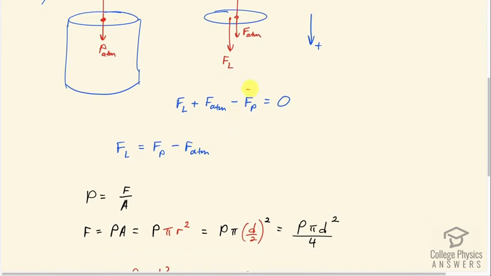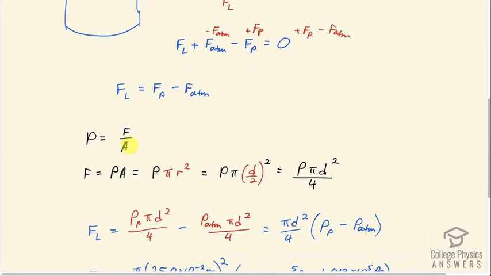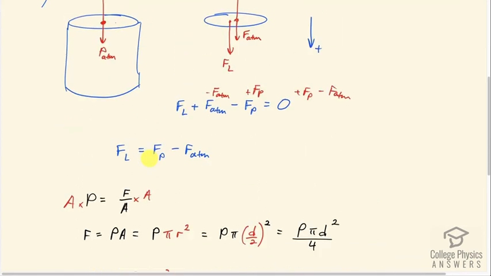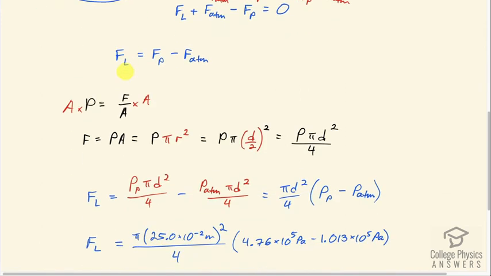So we'll add F_P to both sides and subtract F_ATM from both sides. And then we get force due to the lid is the force due to the pressure inside the pressure cooker minus the force due to the atmosphere. So pressure is force per area, that's its definition, and we can solve for force by multiplying both sides by A, because our job is to take the pressures that we know and turn them into forces based on the area of this lid, knowing that its diameter is 25 centimeters.